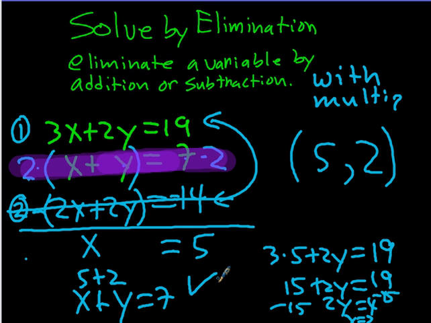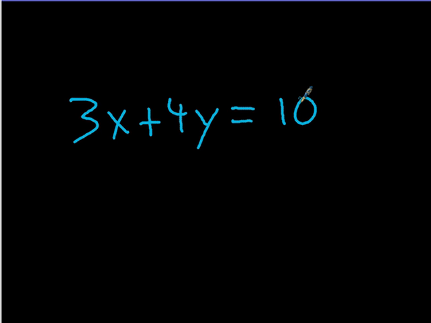So that's how I do it with addition or subtraction, having to multiply one equation. I might have to multiply both equations in order to get them to match up, but it's the same process. I'm just doing it twice. So I'll give you a quick example before I end. I might have an equation like 3x plus 4y equals 10, and 5x plus 3y equals 13.